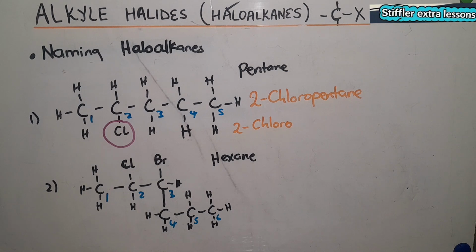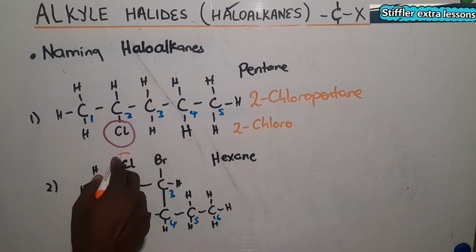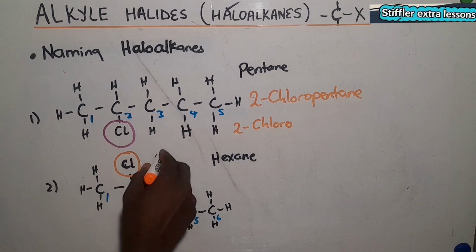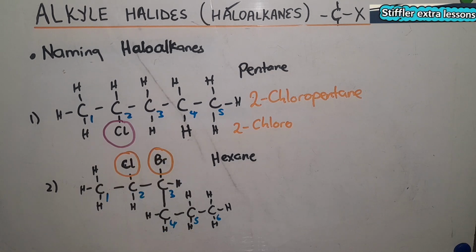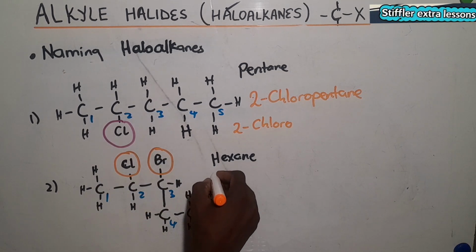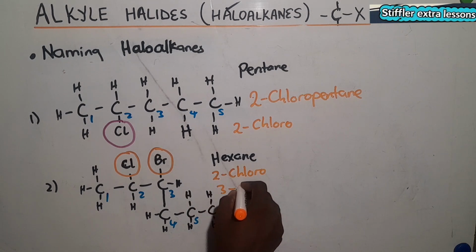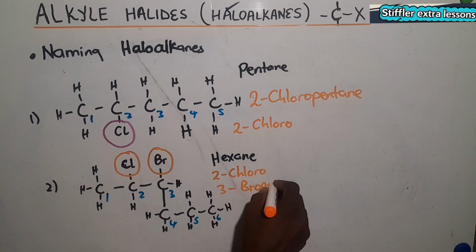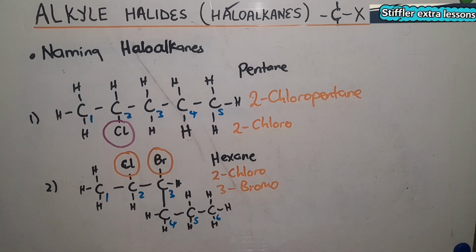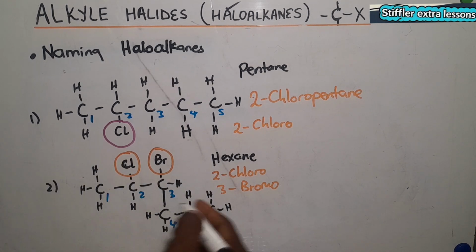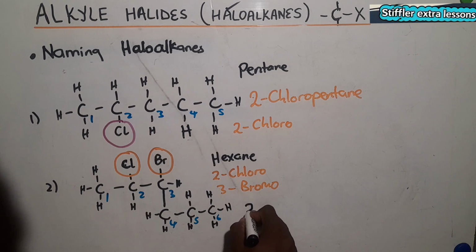Now let's see the type of branches that we have. We have this chloro that is coming on carbon number 2, and we also have this bromo that is coming on carbon number 3. So let's indicate: on carbon number 2 we have a chloro, and on carbon number 3 we have a bromo, right? Now how do we name this? Remember that we said the B comes before C in the alphabet, right? So it means that we are going to start with this bromo one.